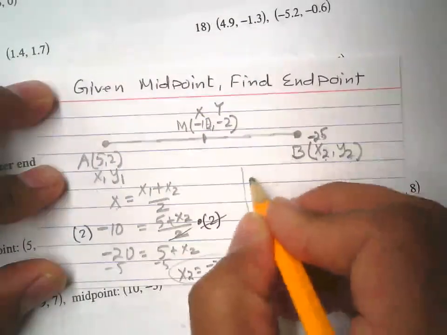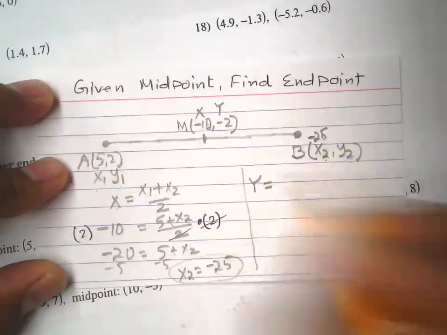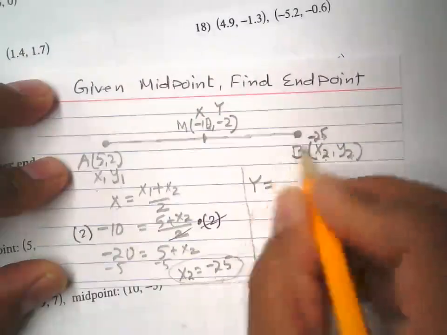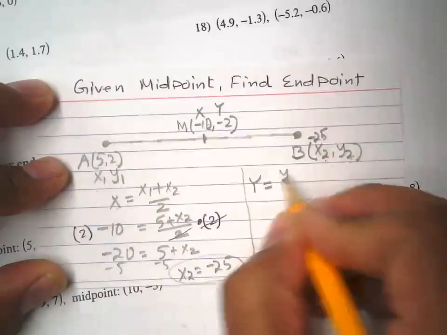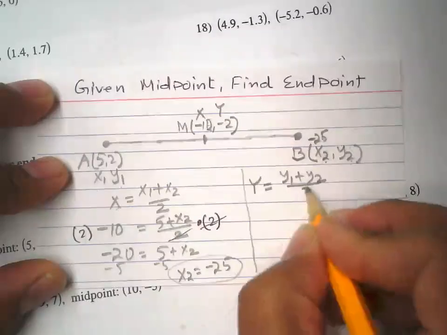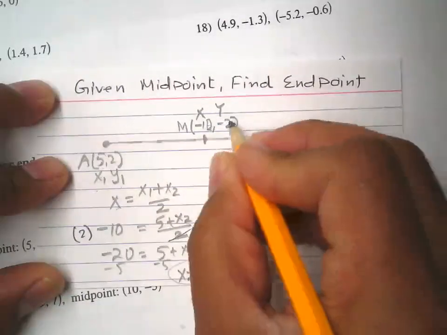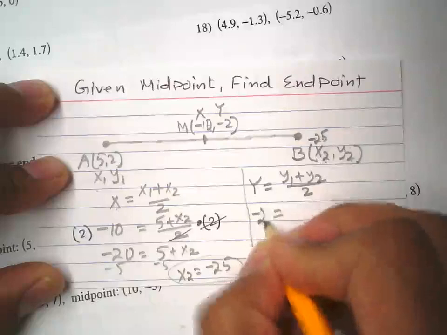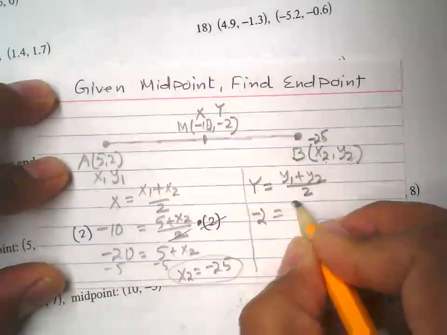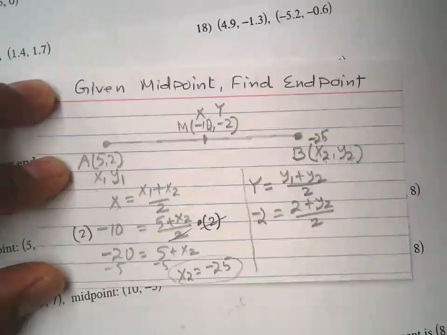Let's see. I will show you. Hopefully you already tried. The way we find the y is y1 plus y2 divided by 2. Your y is given in this case, which is -2. y1 is 2, but we don't know y2. We need to find it. So you have an equation now.